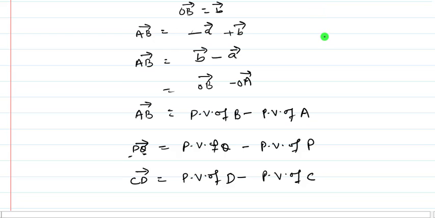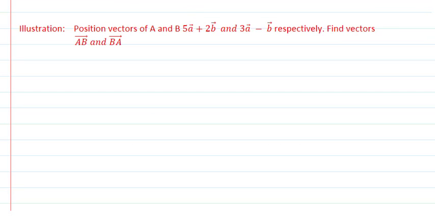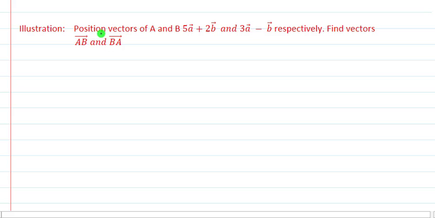To understand the concept of position vector, let me take one example in front of you. So, here is one example. The position vectors of points A and B are given as 5a plus 2b and 3a minus b respectively. Find the vector AB.